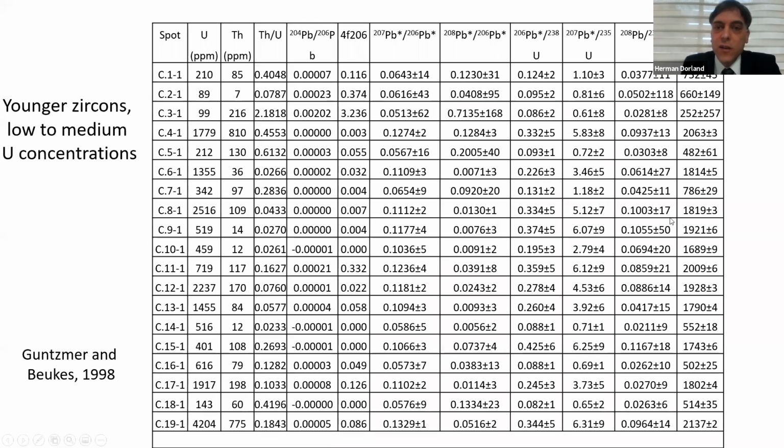So we see the young ages have low uranium content. For example, this one has 89 or 99 parts per million of uranium. So the possibility that these crystals were damaged by alpha decay, by the alpha particles being ejected from the atoms, is low, because the uranium content is low. In fact, the zircons that are older in this set of data have more uranium.